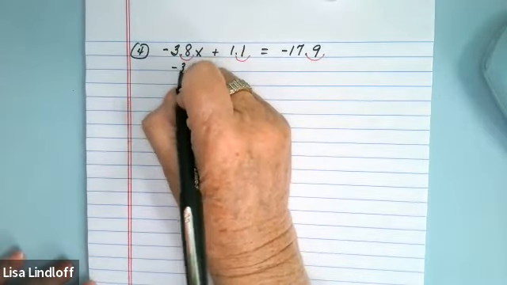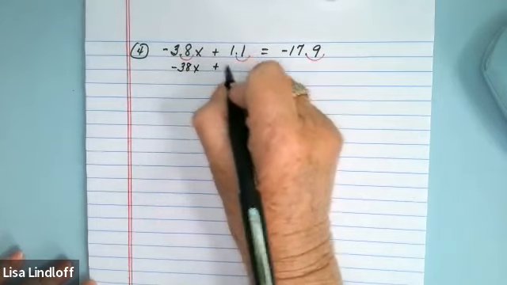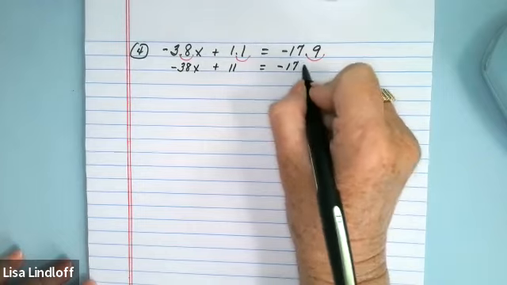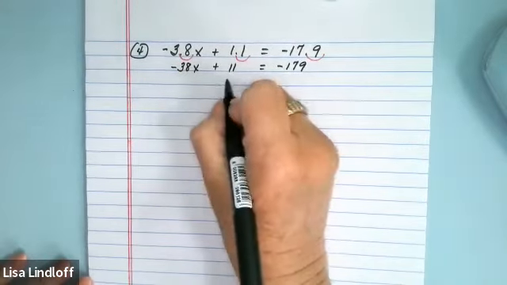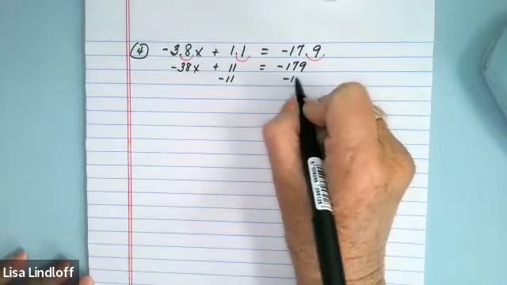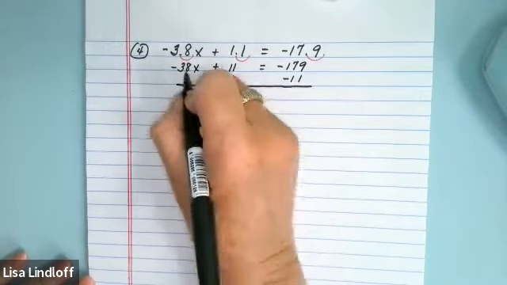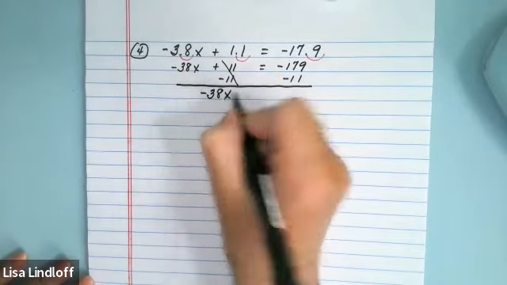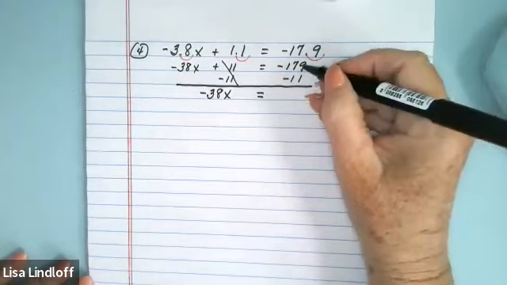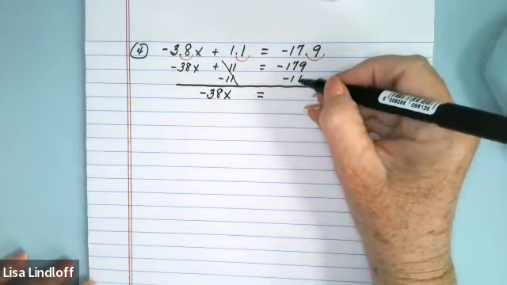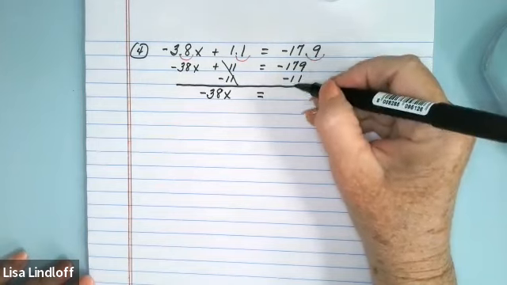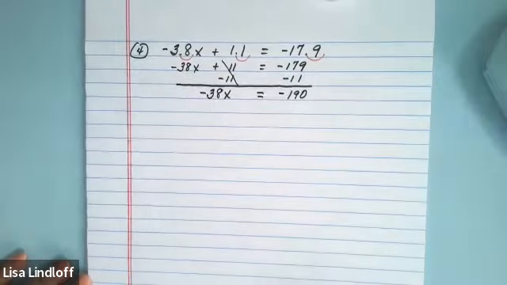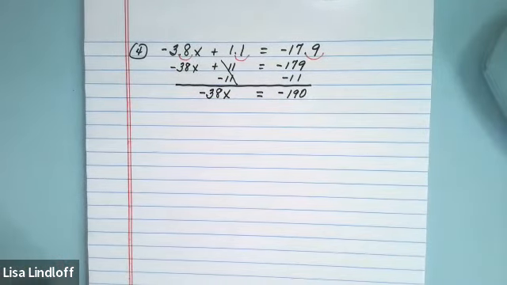This becomes negative 38x plus 11 is equal to negative 179. I will subtract 11 from both sides. That goes to 0. So on the left side, I have negative 38x is equal to, these are both negative. The rule is when you're combining 2 negative numbers, you add them. If I add them I get 190, and you keep the sign, so it's negative 190.